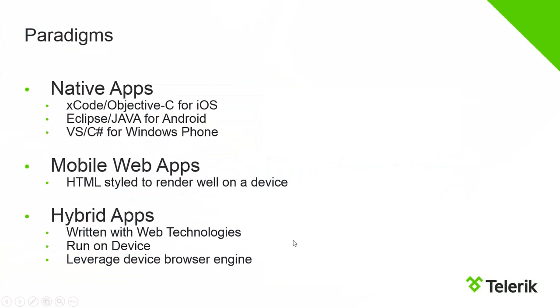So these are the three different paradigms, or three different models, in which you can build mobile applications. Native app, closer to the native platform. Mobile web app, well, it's using web technologies, but it is hosted on a web server. Hybrid app, it's written with web technologies but runs on the device.